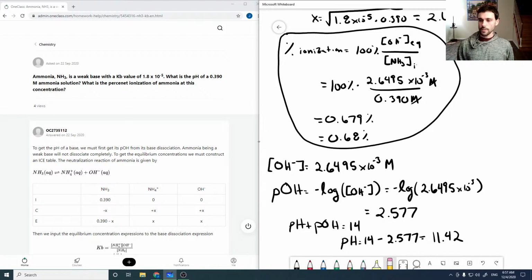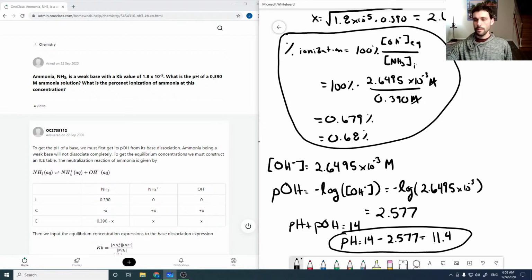0.390, so I guess 3 significant figures. So 11.4. Again, I just kept values until the very end. Okay, so then our pH is 11.4. So there's our pH and our percent ionization.